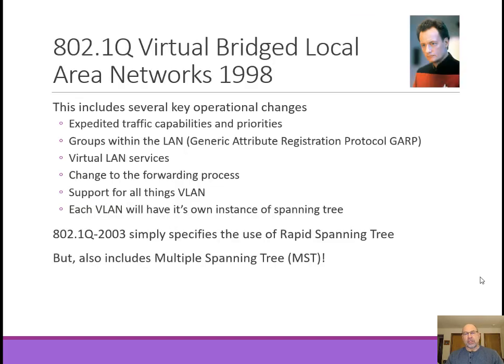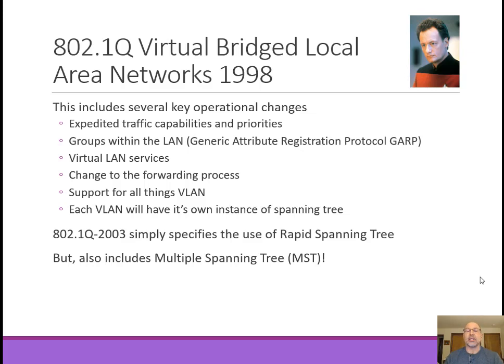Now, 802.1q, virtual bridge local area networks, that particular standard, there were really a couple of big differences. One is obviously the use of rapid spanning tree, but really 802.1q is about virtual local area networks, or VLANs. So in a VLAN, you want to make sure that you have all of the same capabilities, right? You want to have priority and expedited traffic capability. Now we're going to see where that is right inside a trunk frame. You can actually see the priority field right there.